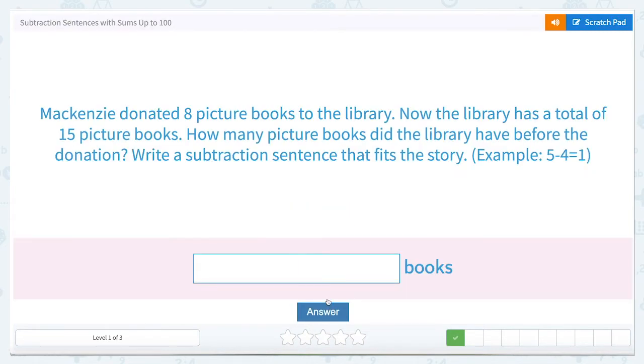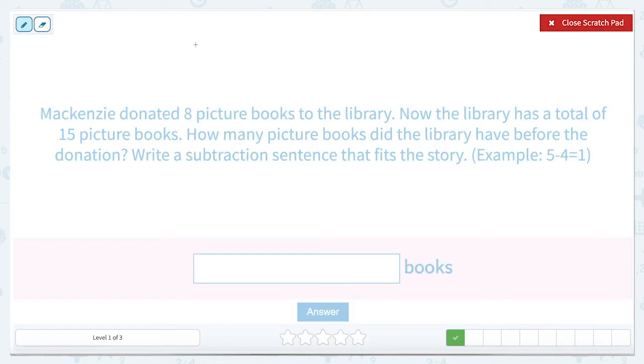That's right. So let's try again. Mackenzie donated 8 picture books to the library. Now the library has a total of 15 picture books. How many picture books did the library have before the donation? Write a subtraction sentence that fits the story. So this is pretty similar to the last one, except instead of Matilda donating, Mackenzie did.